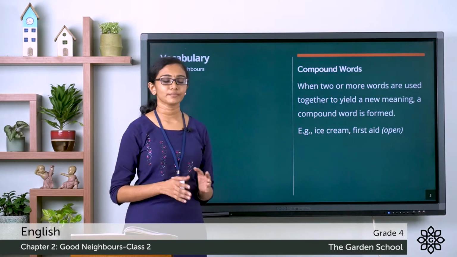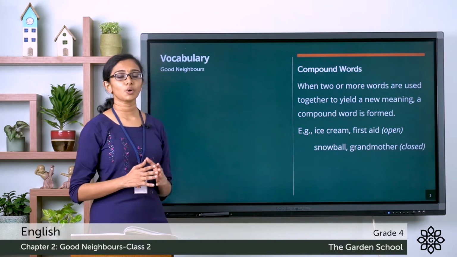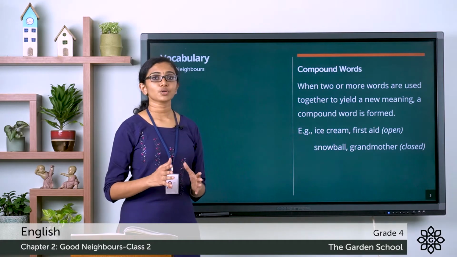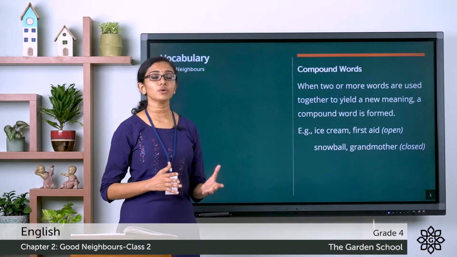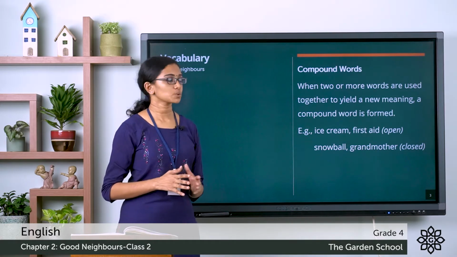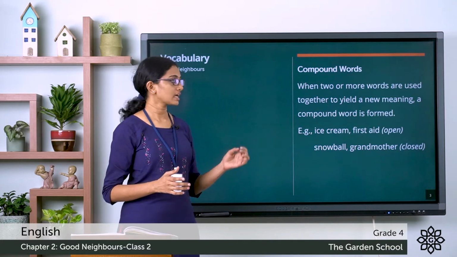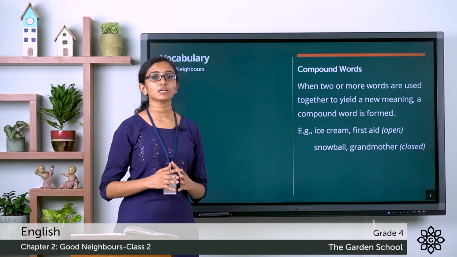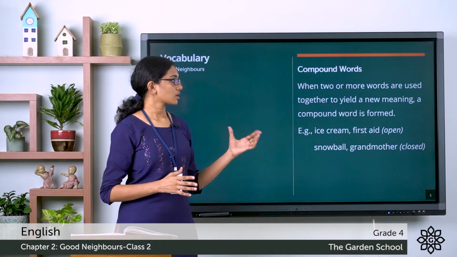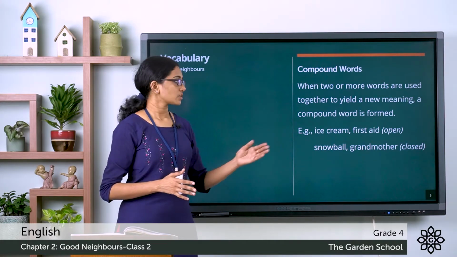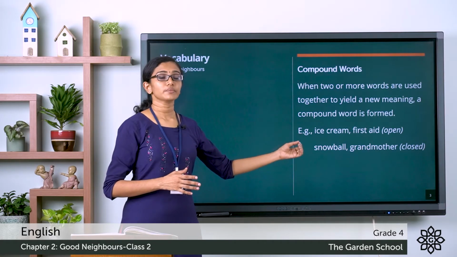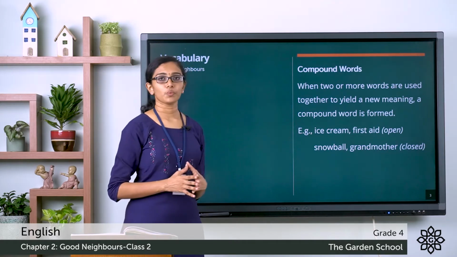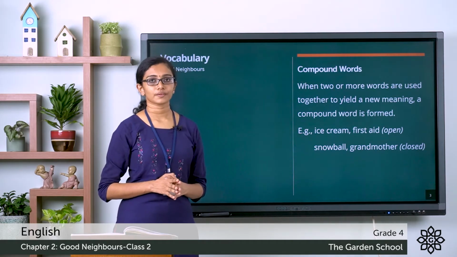Let's see a few more examples. You see this word snowball. Here the words snow and ball are combined. They are joined to form a single word, a new compound word. See the next word, grandmother. The words grand and mother are joined to form a new word, a single word or a compound word called grandmother. Here two words are joined without any space in between and they are spelled as a single word. Such compound words are called closed compound words.